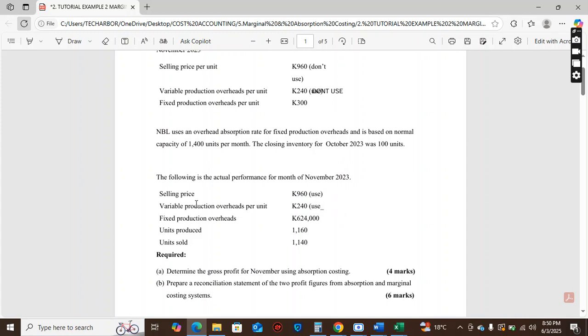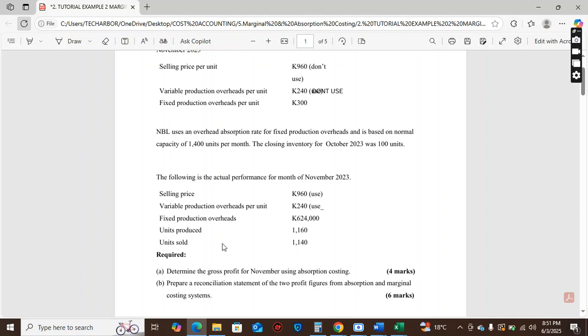Even for the variable production overheads, here we've been given 240, and under actual performance we've also been given 240. If this was another figure, you use the one on actual performance. Use the variable production overheads on actual performance. It's only on the fixed overheads where you just use the one which has already been calculated for you.